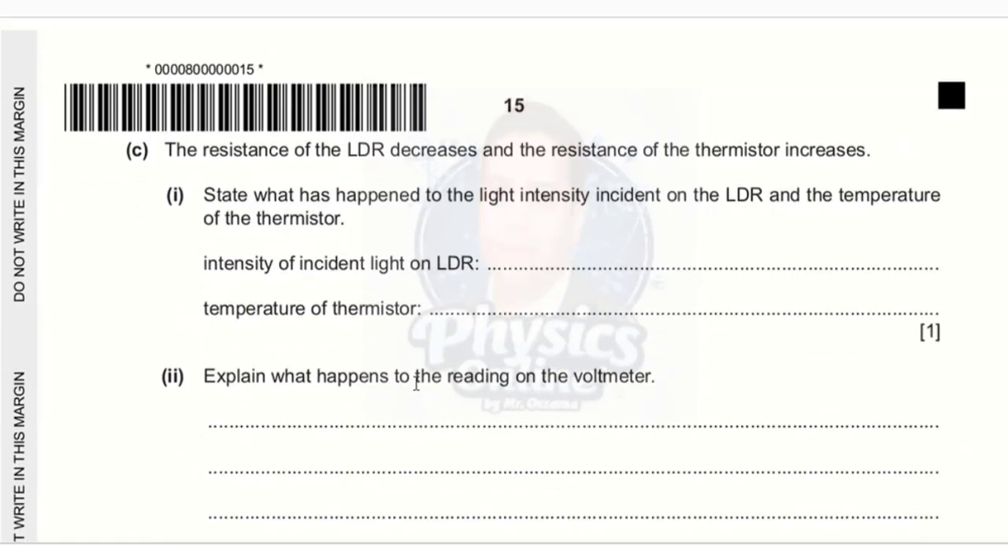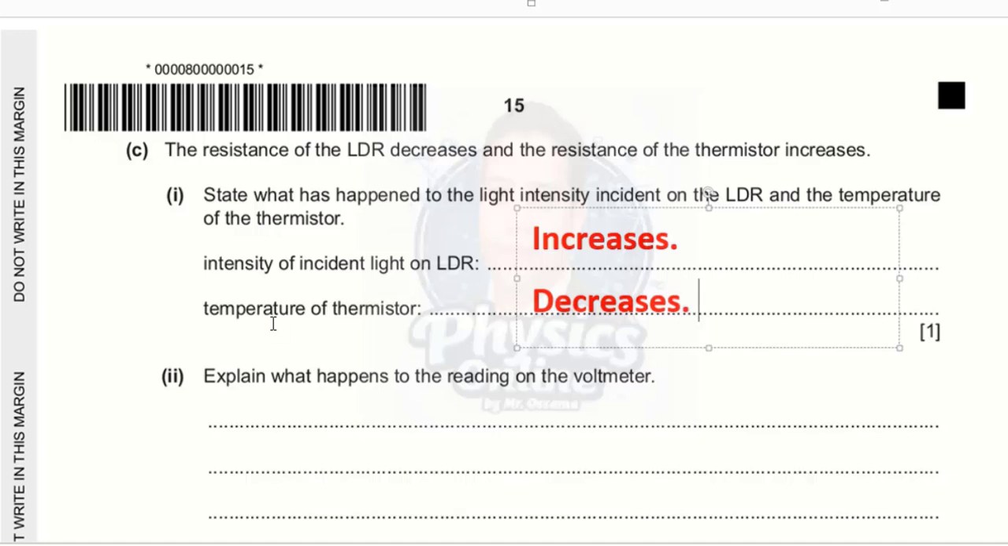The resistance of the LDR decreases and the resistance of the thermistor increases. State what happened to the light intensity incident on the LDR and the temperature of the thermistor. Intensity of light on LDR: the resistance of the LDR decreases, so the light intensity increases, inversely proportional. The temperature of the thermistor: the resistance of the thermistor increases, so the temperature decreases, also inversely proportional.